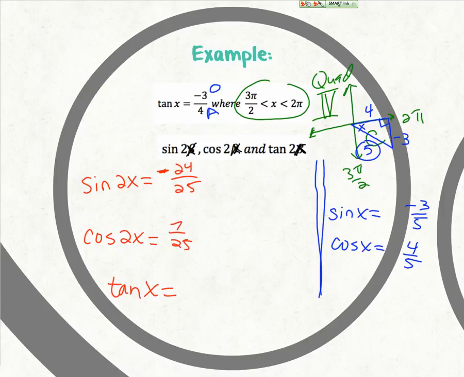Did anyone use a different formula than the first time, or does everyone stick with cosine squared minus sine squared? There are no other examples, so do you guys want me to use an alternate formula? Do you want to see that? Okay. It was just a question that was asked last hour, so I wanted to put it up there. All right, what about tangent of 2x?